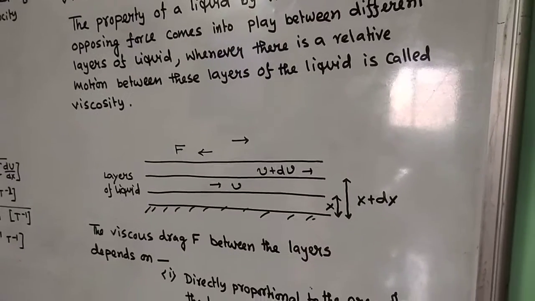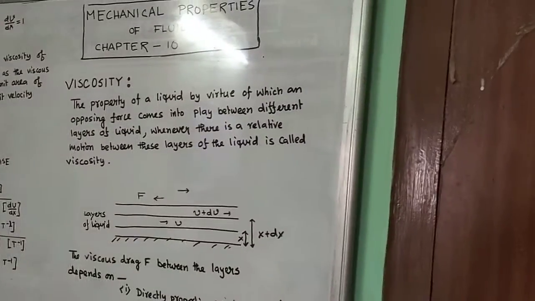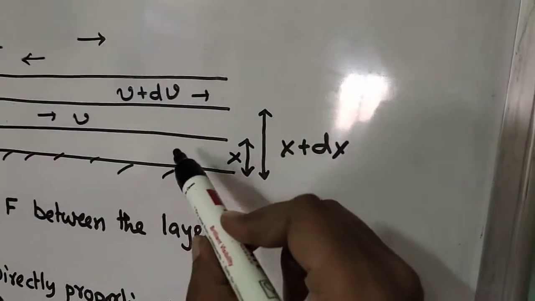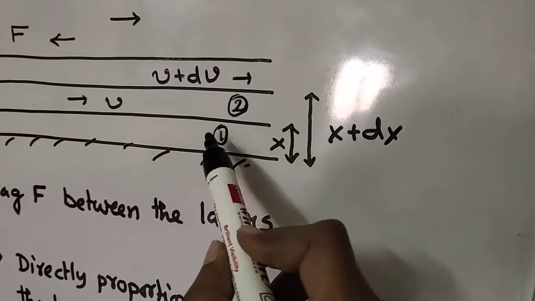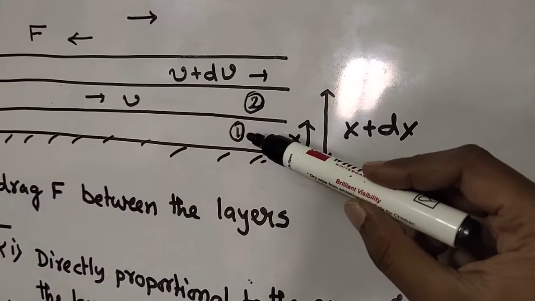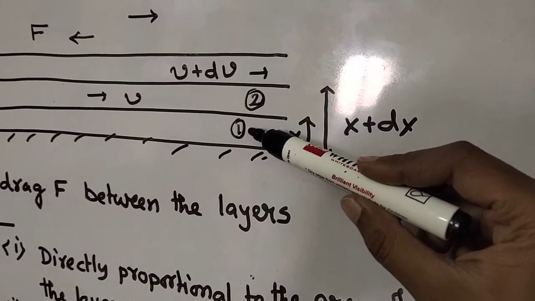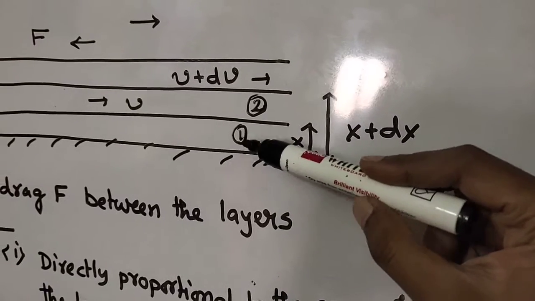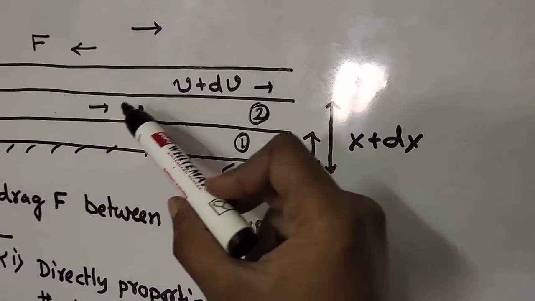Let me define this more precisely by considering some numerical values. Consider this layer as layer number 1 and this layer as layer number 2. Layer 1 is moving with velocity v and layer 2 moves with velocity v plus dv. There is a force between unlike molecules, the molecules of the liquid and the molecules of the solid surface. It is some kind of adhesive force and the force is strong. That's why layer 1 has a lower velocity, which we have defined as v.